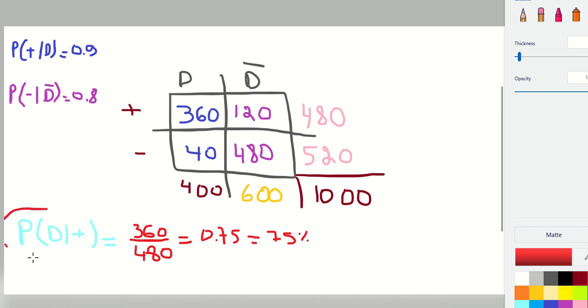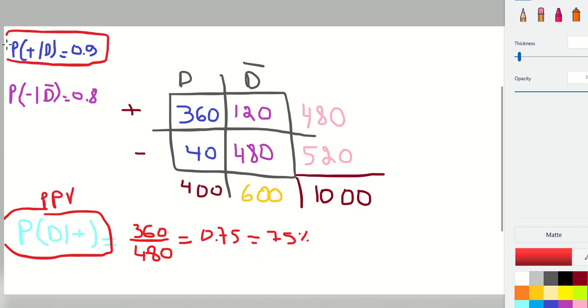So the difference between this, which is the positive predicted value, and this, which is sensitivity, is that sensitivity means the test is positive given the disease. Given you have the disease, 90% of the time you're going to test positive. So this is the capacity of the test to capture those and label them as positive.